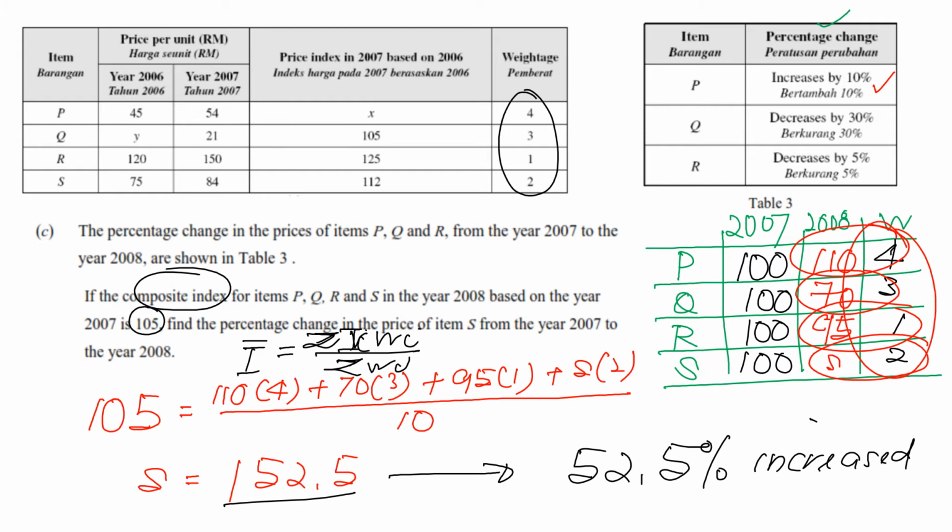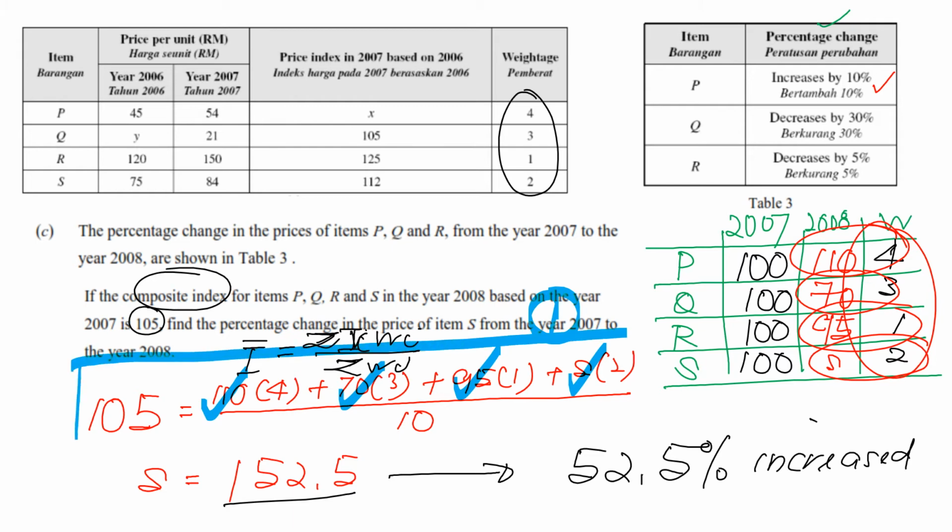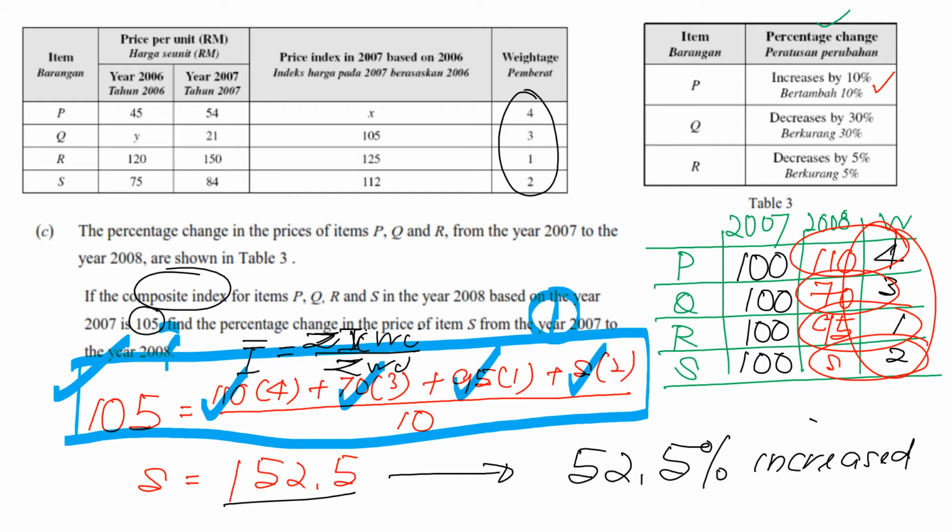That's how easy you get your 5 marks here, right? Where are the 5 marks? Okay, let me tell you. I use blue color. For you to get all this correctly, you get 1 mark. You get the weightage correctly, you sub the whole thing into it, you get it correct, you get 1 mark here.